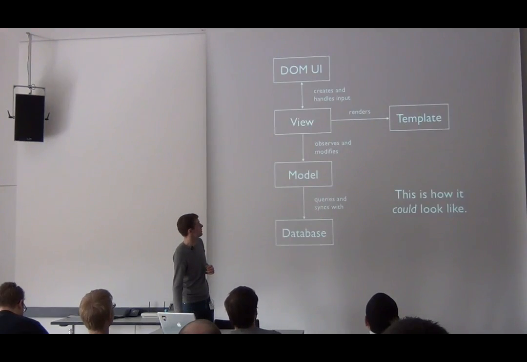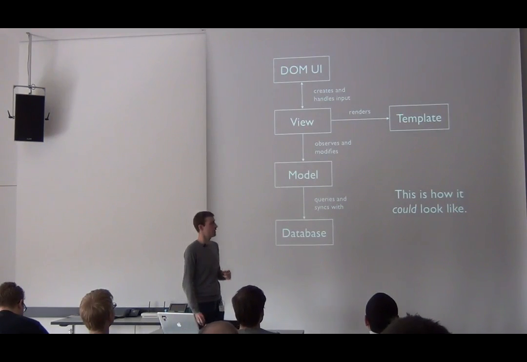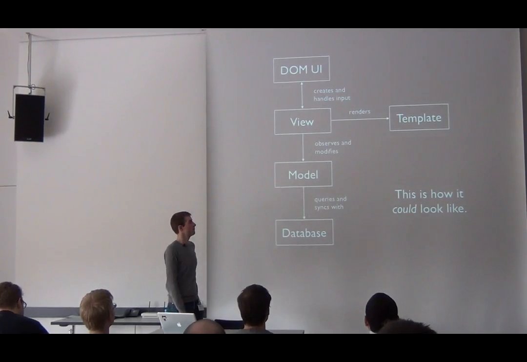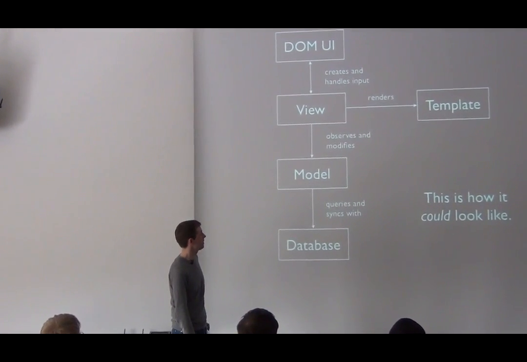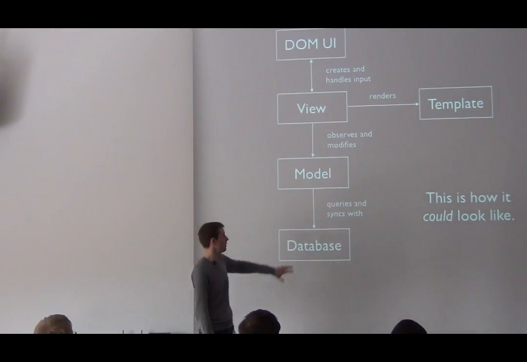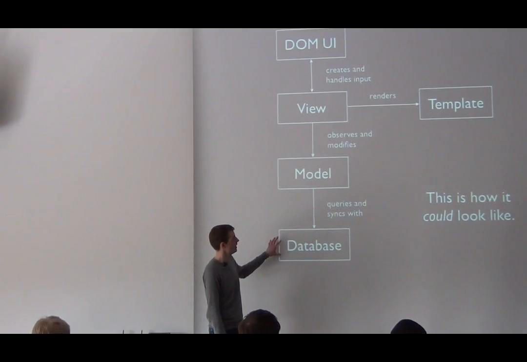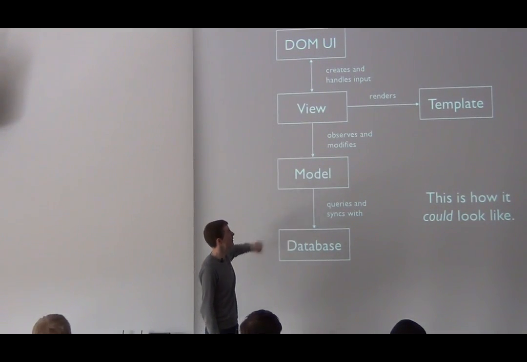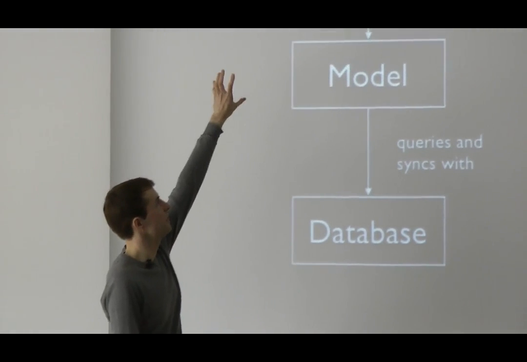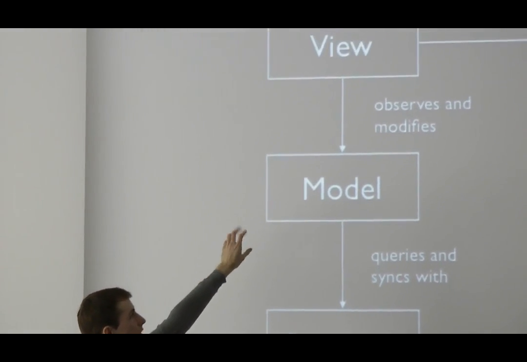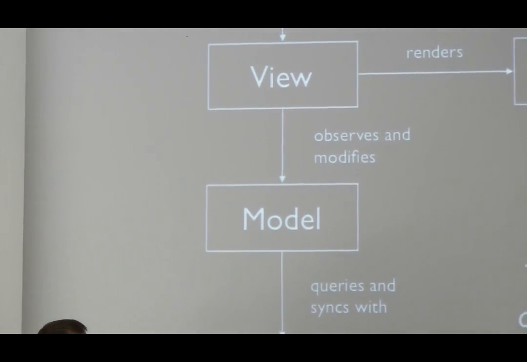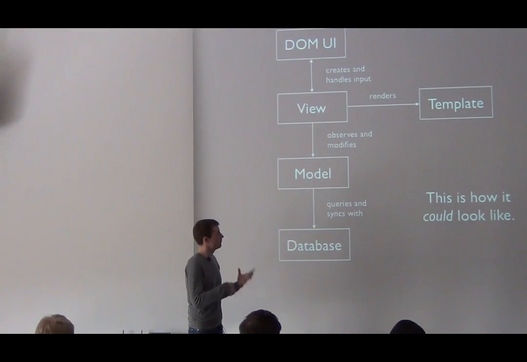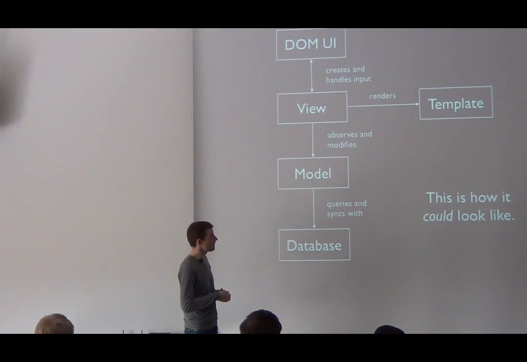Yeah, so I think this is an overview of how it could look if you create a web application with Backbone. On the server, in most cases, you have the database, and you fill your models and collections with data from the server, for example. Then you have some kind of views which observe the models and render the models. So the view creates the DOM interface, the HTML, CSS interface.